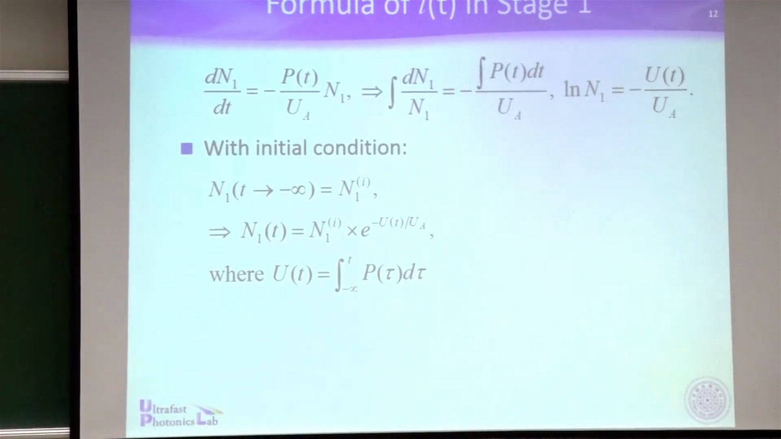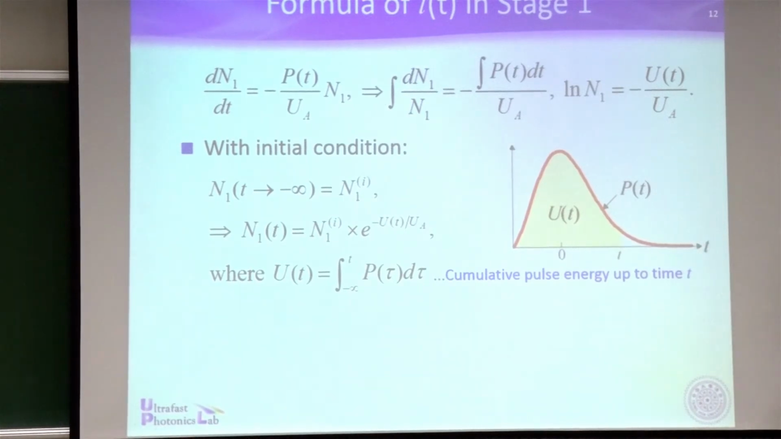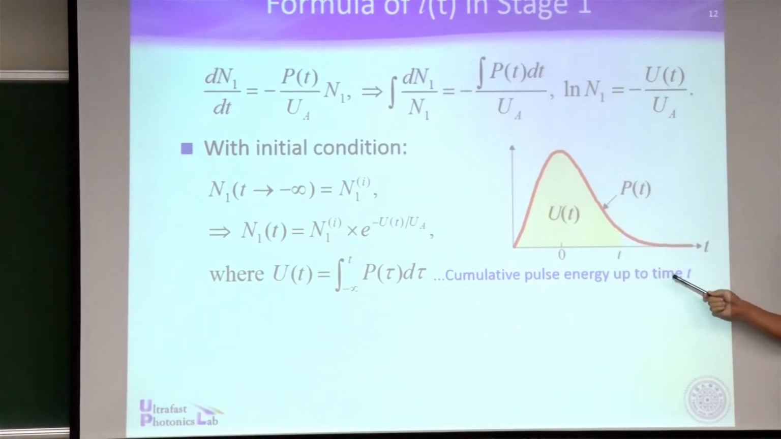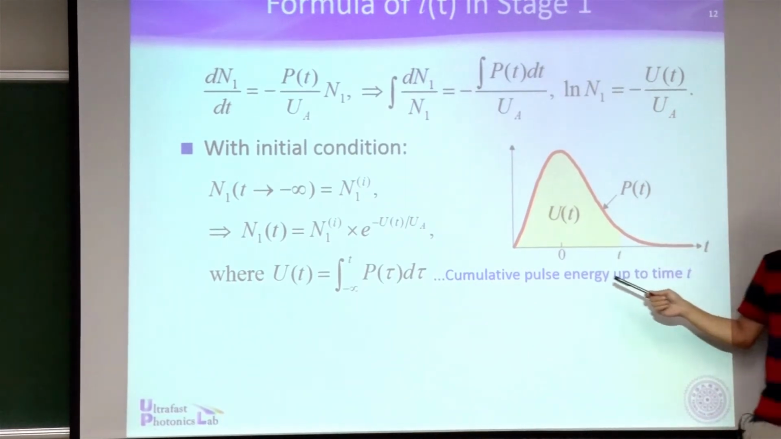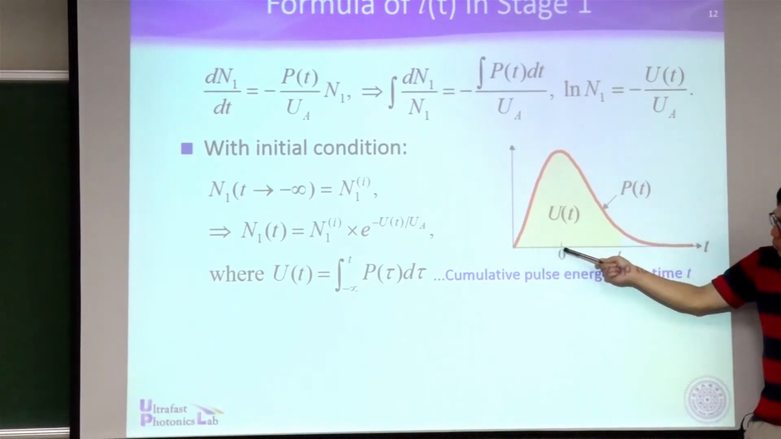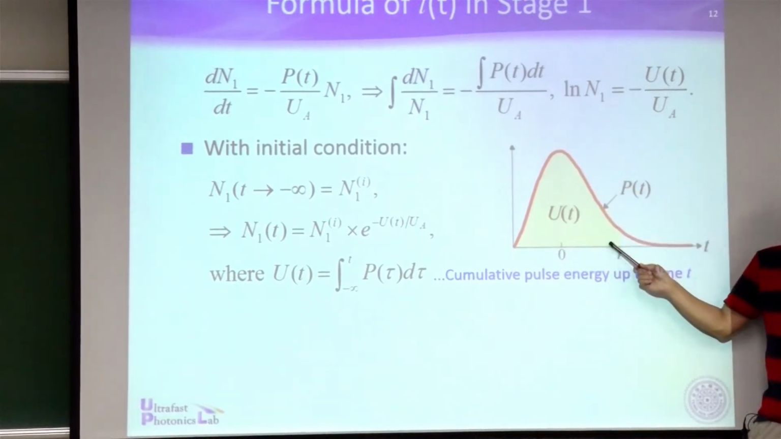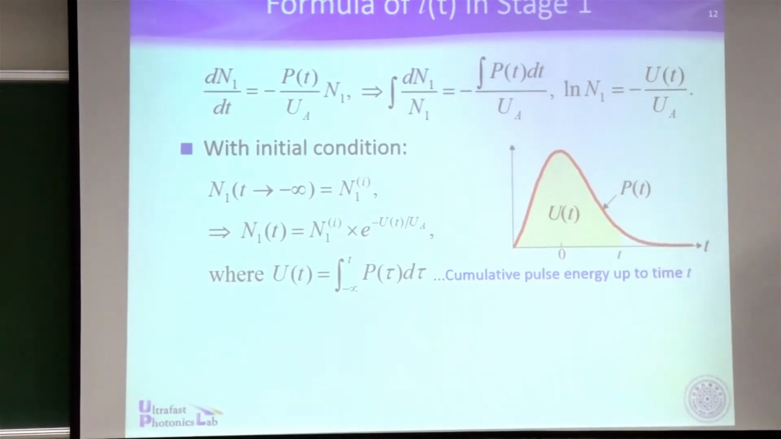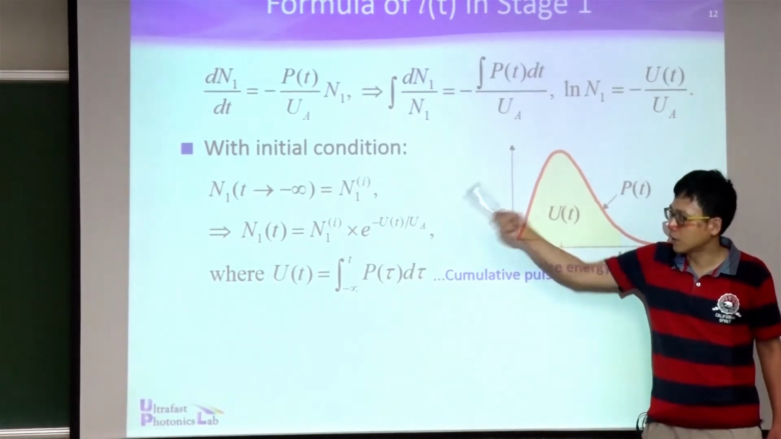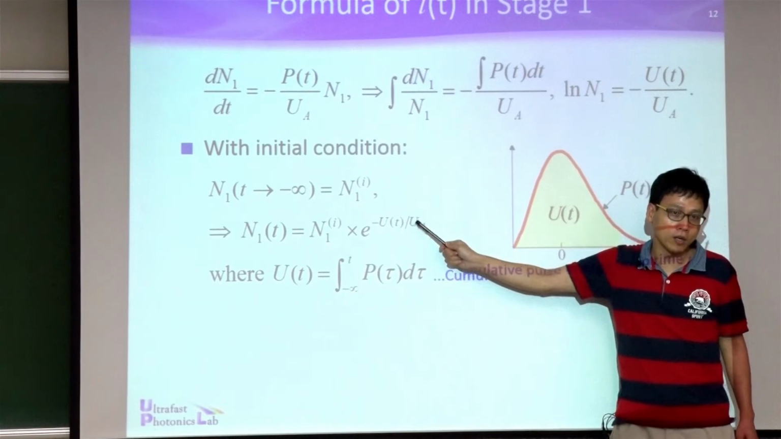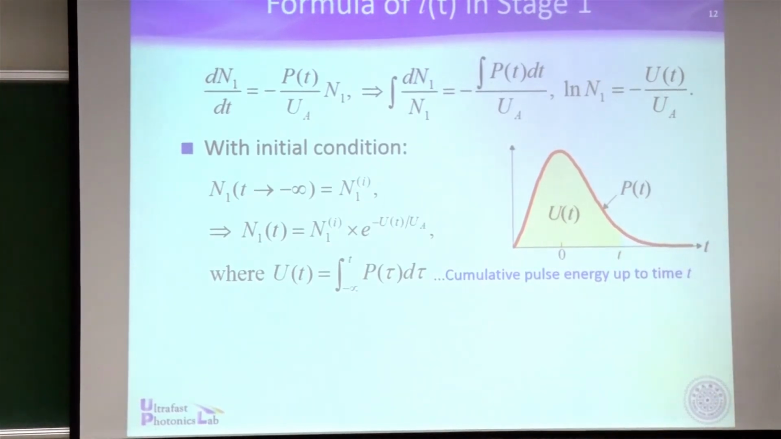By using this figure, you can quickly identify what U of t is. It is the cumulative pulse energy up to observation time t, the integration from minus infinity all the way to the observation time. And the area means the cumulative energy up to the observation. So basically, your number density is dependent on the cumulative energy, normalized to saturation energy. The bigger the ratio, the stronger the saturation.